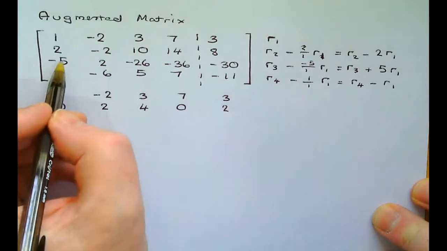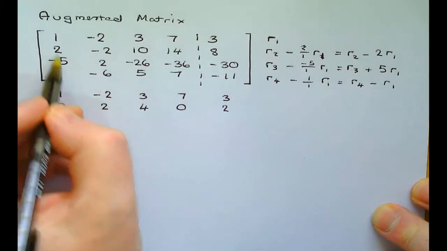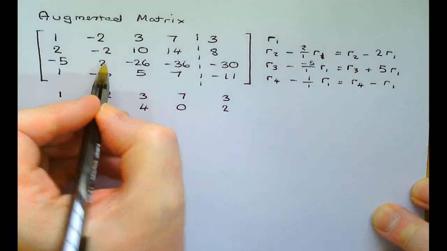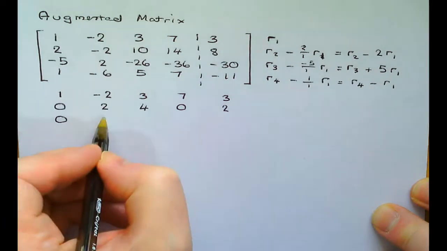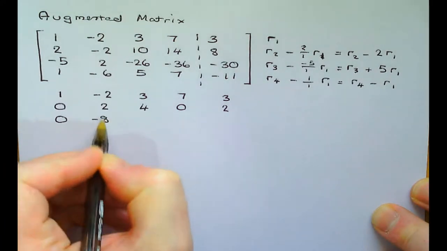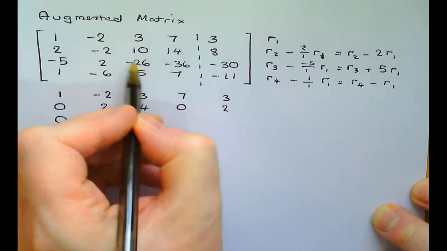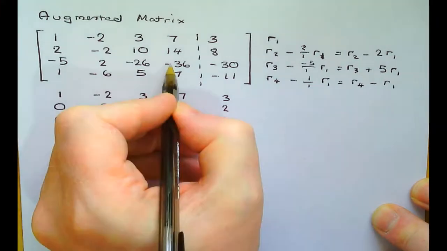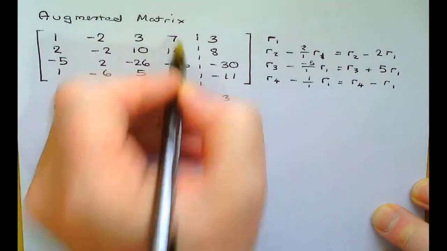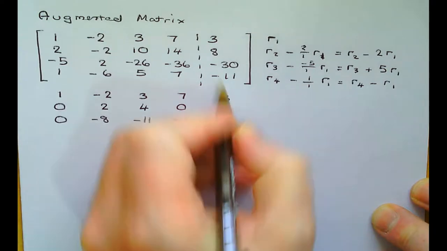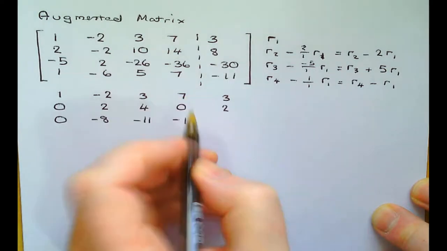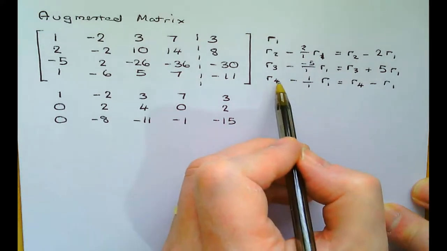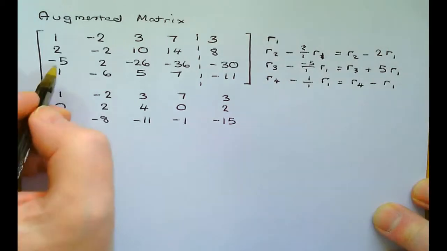Row 3 plus 5 row 1, minus 5 plus 5. 2 plus 5 times minus 2, 2 minus 10. Minus 26 plus 15, minus 36 plus 35, and then minus 30 plus 15, and then row 4 is replaced by row 4 minus row 1.